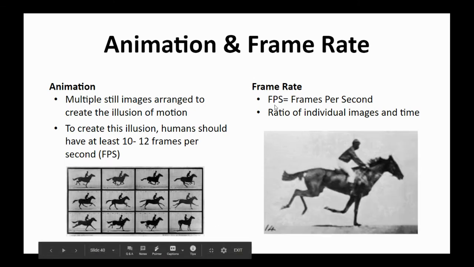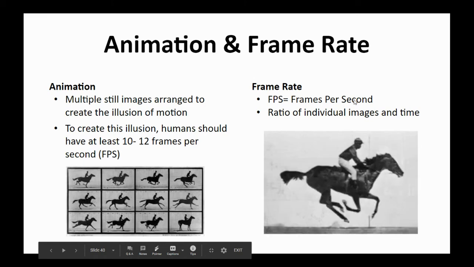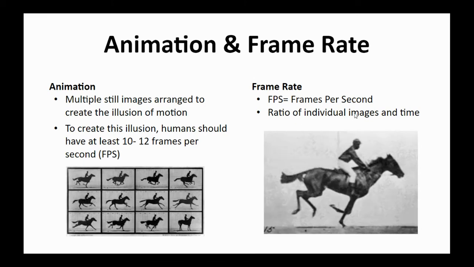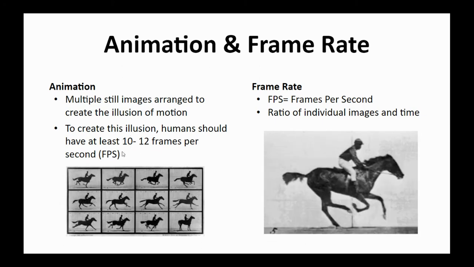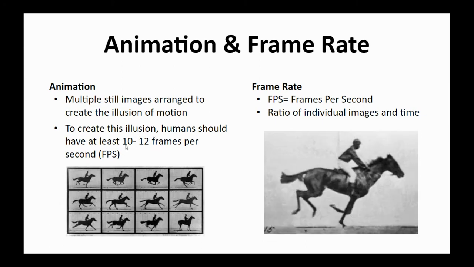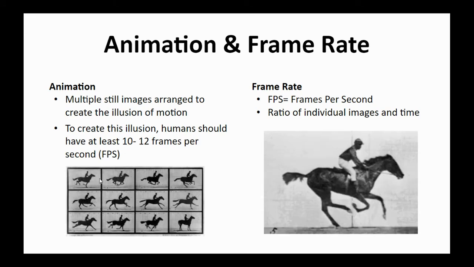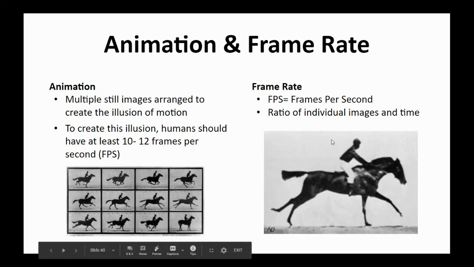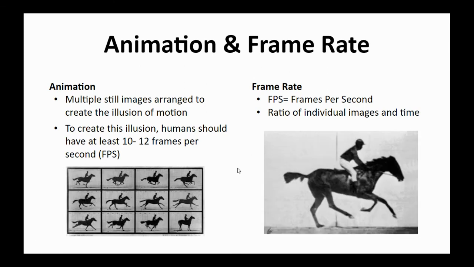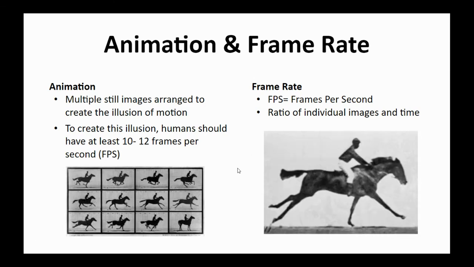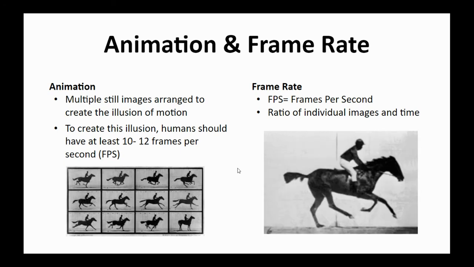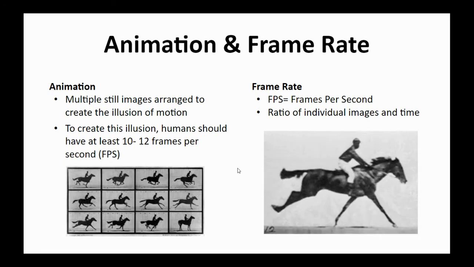Frames per second. FPS, or frames per second, refers to the ratio of individual images within time. So as I mentioned before, a human eye needs a minimum of 10 frames per second to create a relatively smooth gradation of motion. Now you can do 2 frames in 1 second for your video game design challenge, but it's going to be more rough, and that's okay, but that's more of a minimum starting point.